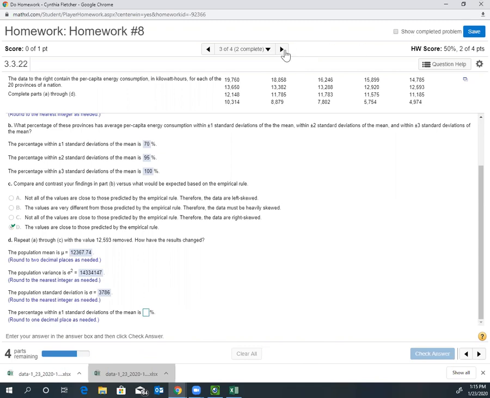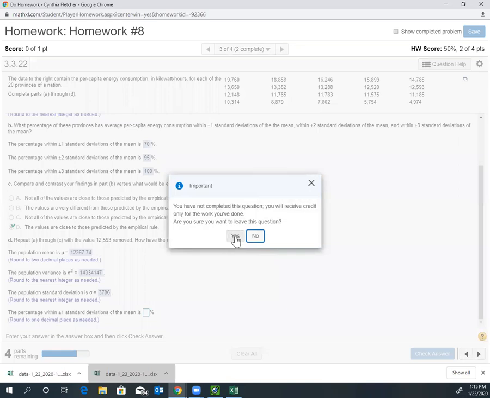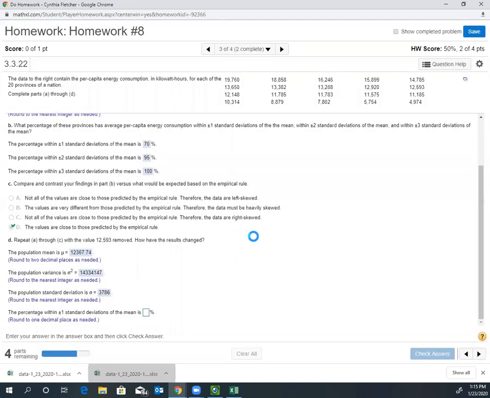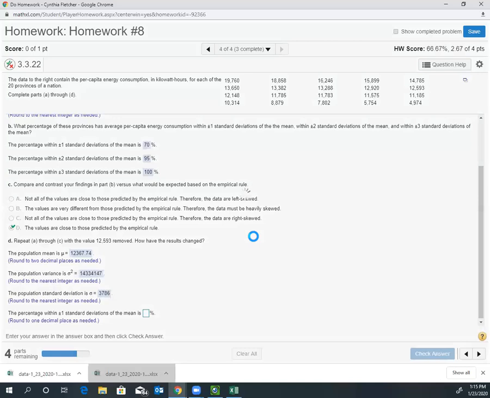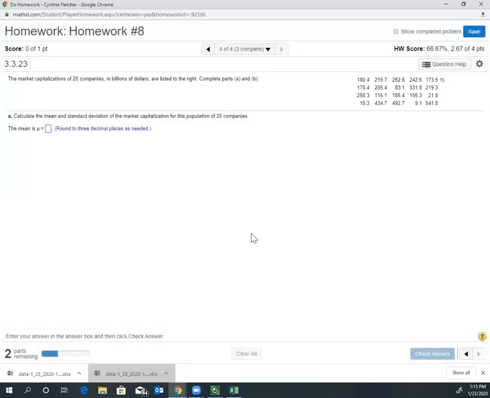And I wonder if it's going to let me go on. Surely it will. You sure want to leave this question? Yes. And then this is the same thing. It's asking you to calculate the mean and the standard deviation and interpret the results. So this one only has 2 parts. Again, let me show you how to do this in Excel, just real quick. Open in Excel.